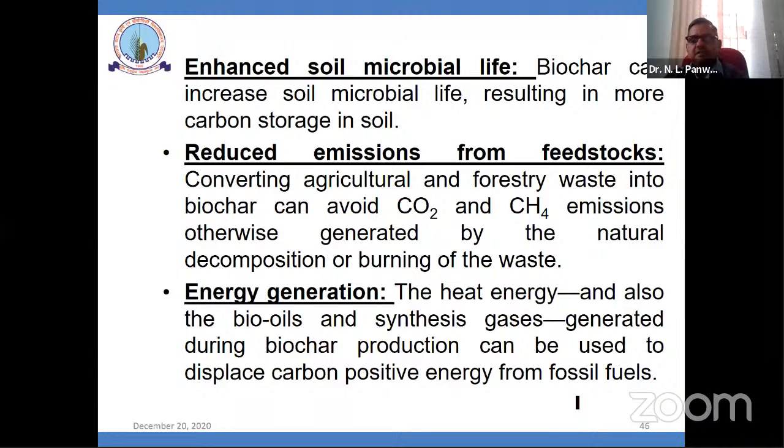and it reduces the emission from the feedstock. So converting this agriculture and forest waste, otherwise it undergoes natural decomposition. Because once all this biomass is put into open field condition, it will certainly degrade. And this natural degradation of the biomass will release methane gas, which is a very dangerous greenhouse gas. And it can also go for energy generation, heat generation, and also bio oil or synthetic gas generation. During biochar production, it can be used to displace carbon-positive fossil fuels. So this is the benefit of this one.